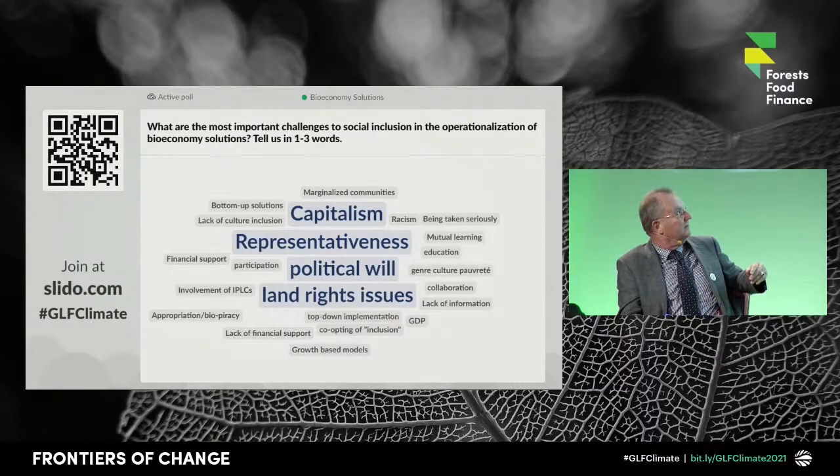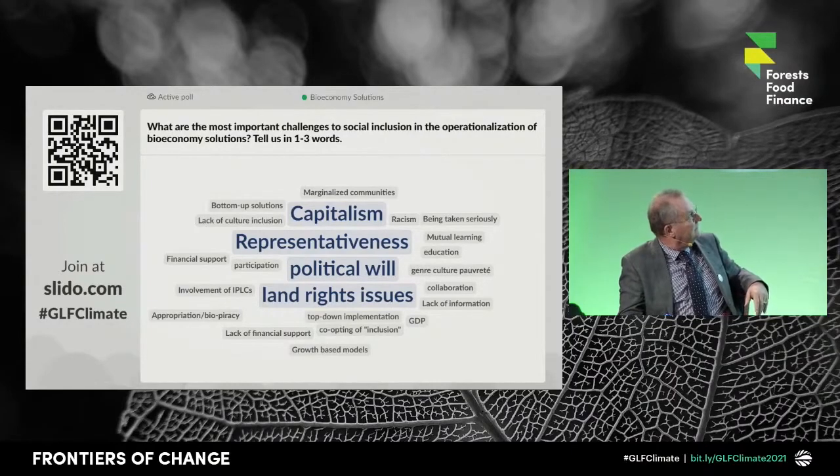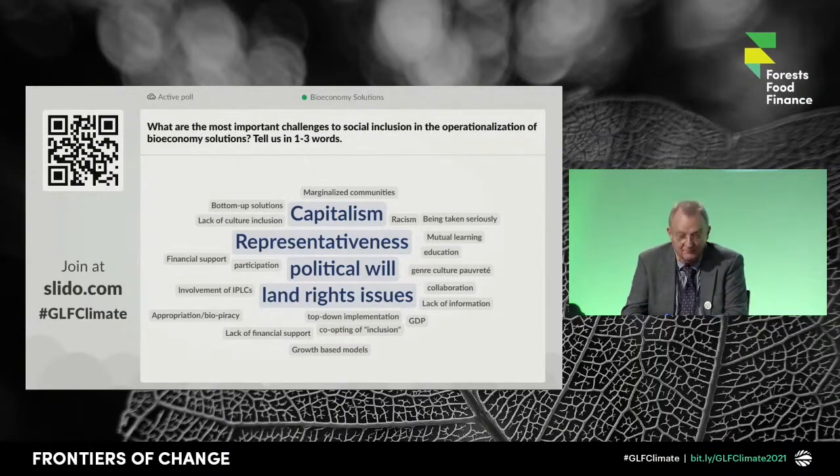So I think this is a nice summary, maybe. I don't know if there's anything we didn't touch on. Biopiracy, perhaps. Yeah. But thanks for everybody who contributed to this.